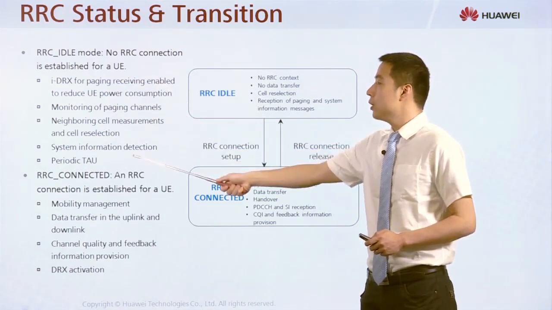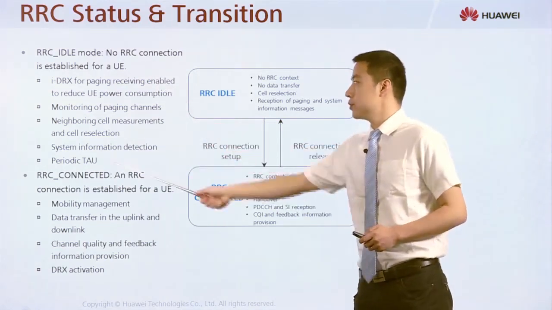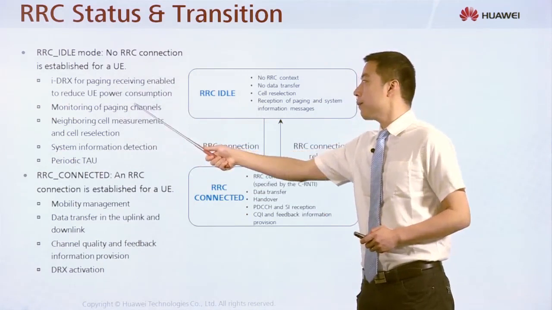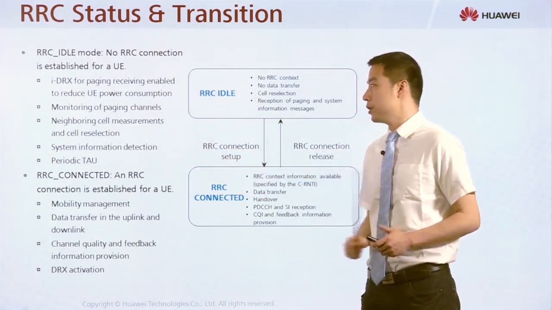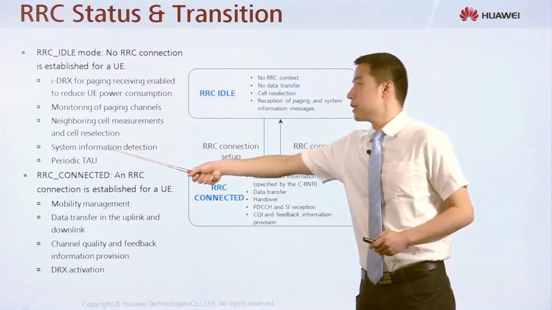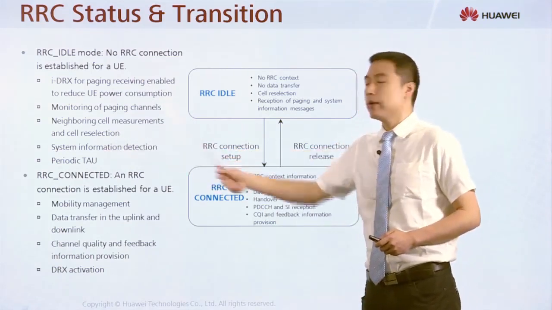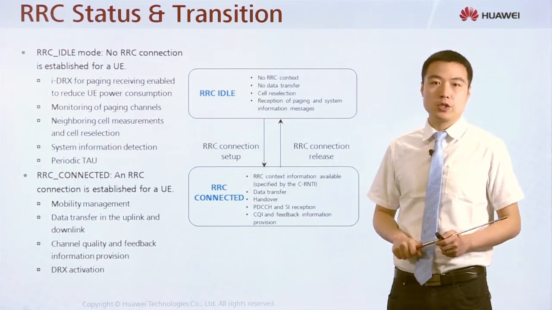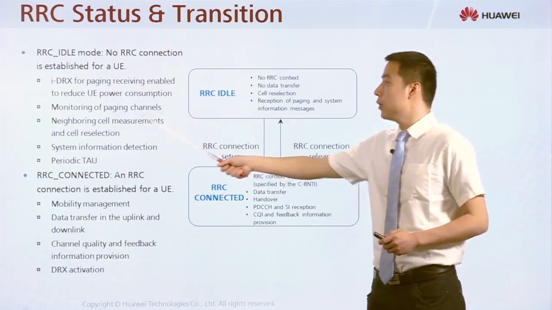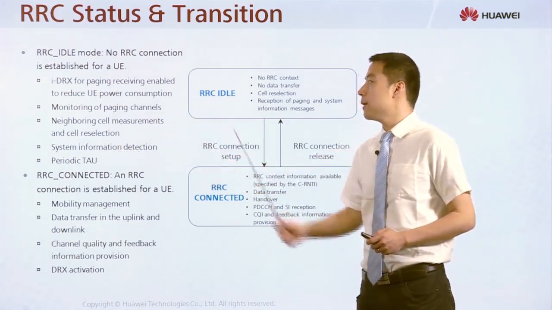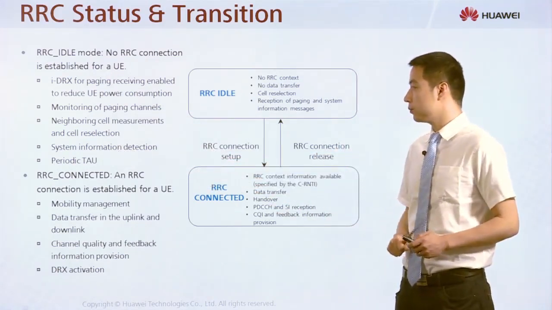In the idle mode, the UE will perform these actions. For example, monitoring the paging channels, performing the cell reselection procedures, and receiving the system information. Here, system information means broadcast messages, for example, the MIB message and the SIB message. The UE will read or receive the MIB message and the SIB message.